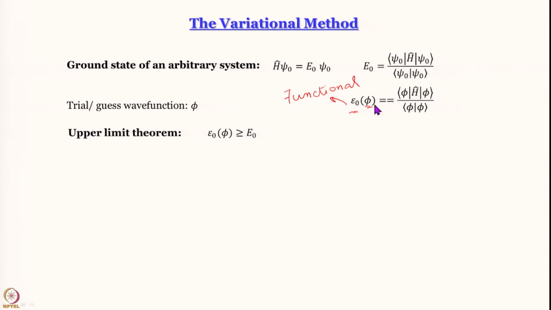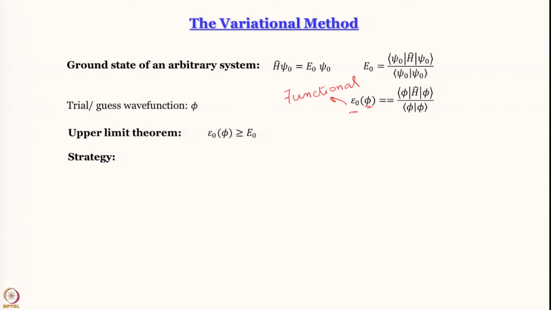So, now if I take some guess wave function, make the Hamiltonian operate on it, left multiply by phi star, integrate over all space, divide by integral phi star phi, then I get this epsilon 0 phi. Okay. What upper limit theorem says is that this epsilon 0 phi can never be less than the ground state energy E0, and as we will discuss shortly, that opens up tremendous possibilities, and we will see how.